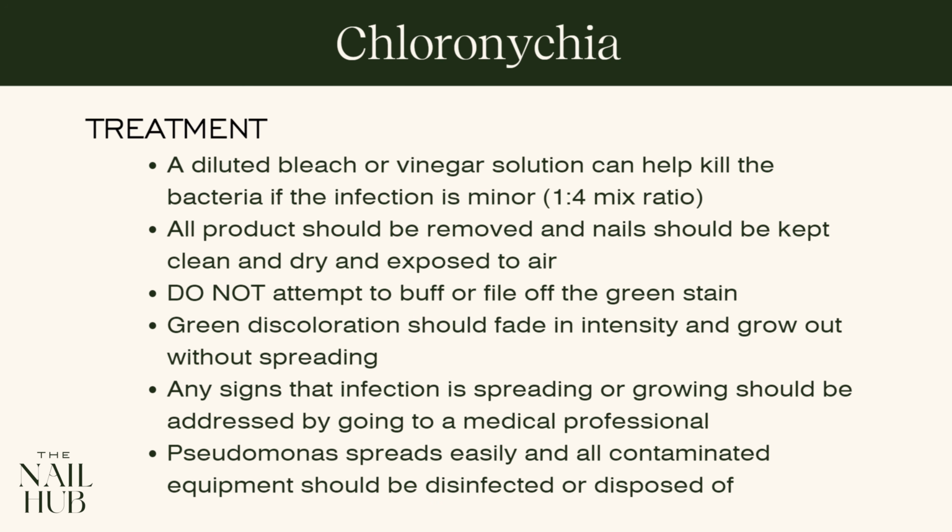So how do we treat Chloronychia? How do we treat Pseudomonas? One of the simplest ways to attempt to kill this bacteria is to do a 1:4 mix ratio of a diluted bleach or vinegar solution. Don't go mixing all kinds of crazy things together. Either bleach or vinegar will help to kill that bacteria, and it will help to prevent it from extending further.